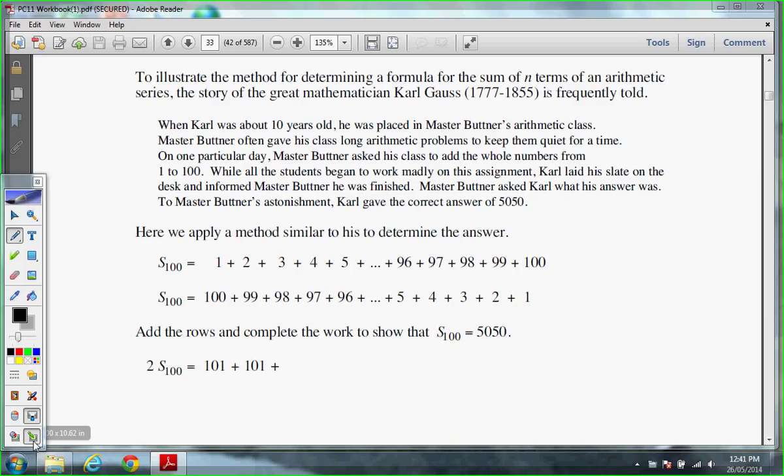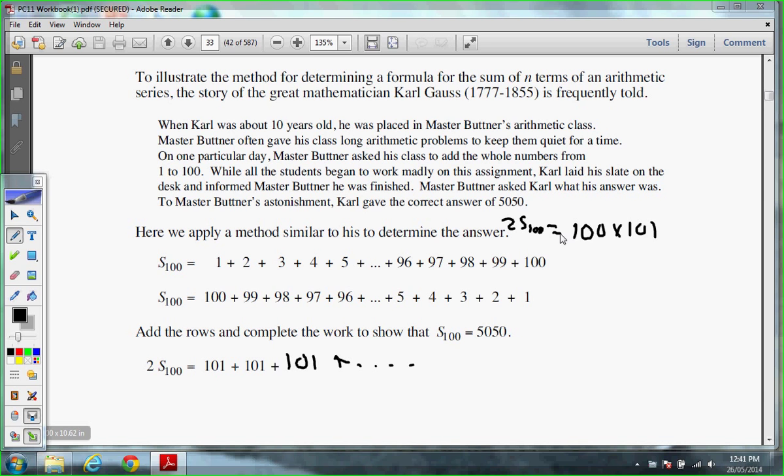He figured out that if I did 2 of this series, what's 1 plus 100? What's 2 plus 99? It's 101 for all of them. Does that make sense? And so what he did was, he did 2 series of 100. So he did 101s all the way to 100, which essentially is 100 times 101. So that's 2 of them. Does that make sense? Yeah, so 2 times series of 100 is 100 times 101.